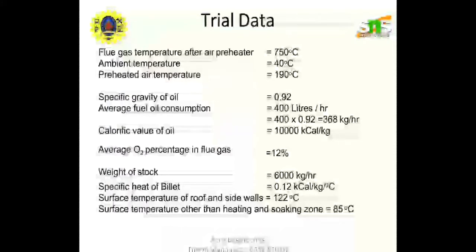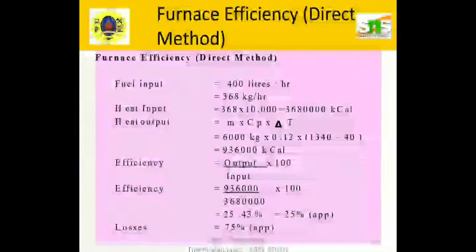Weight of stock is 6000 kg per hour. Specific heat of billet is 0.12 kilocalories per kg per degree Celsius. Surface temperature of roof and side walls is 122 degrees Celsius. Surface temperature other than the heating and soaking zone is 85 degrees Celsius.